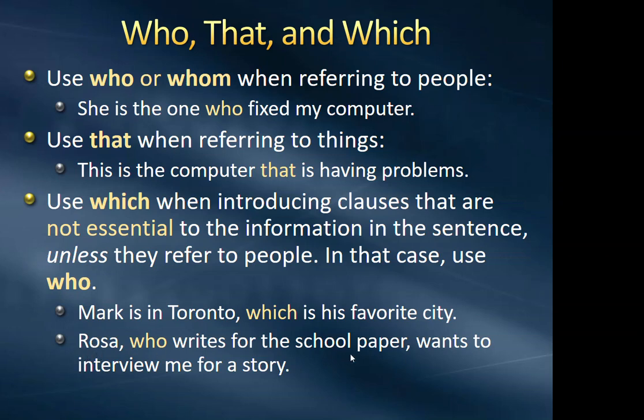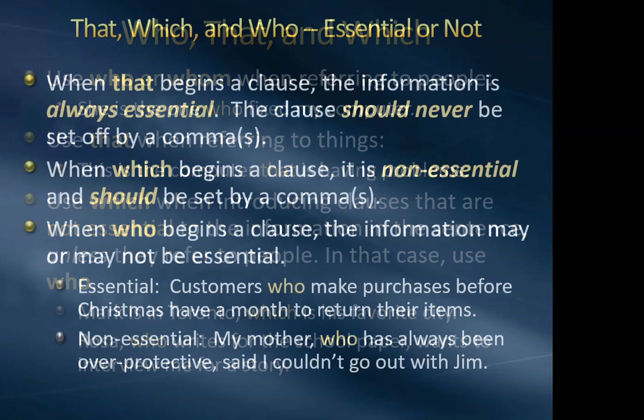Rosa, who writes for the school paper, wants to interview me for a story. So this is non-essential information. You could take this little clause out and it makes sense: Rosa wants to interview me for a story. Since we're talking about a person, we would not use which or that. We would use who. Okay.